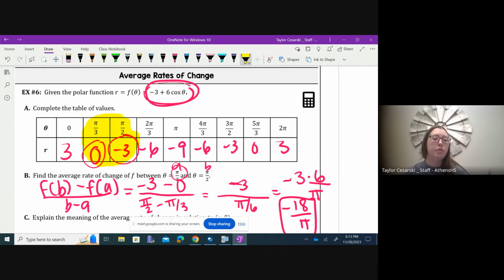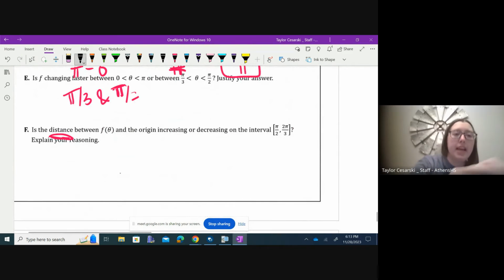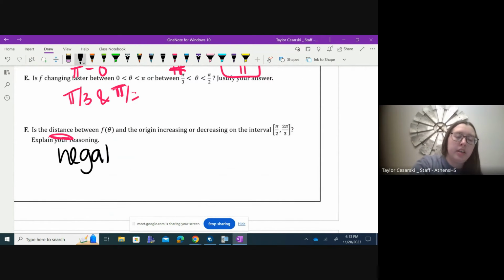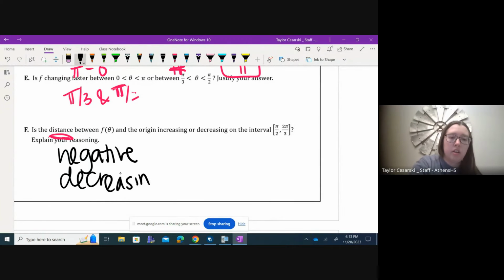all right, well, to go from 0 to negative 3, that means that I am negative. And to go from 0 to negative 3, that means that I am decreasing. Why can I not spell? So if I have a negative number like negative 5 and I'm decreasing, then I'm at negative 10. That means I'm getting farther from the pole.